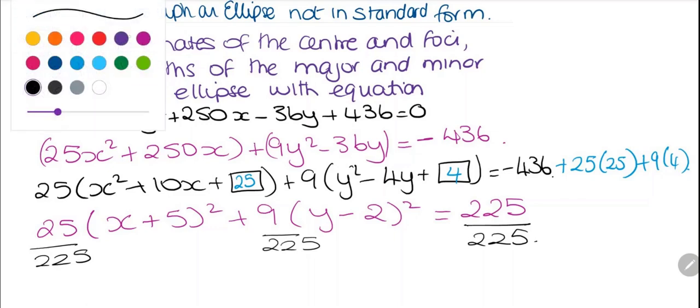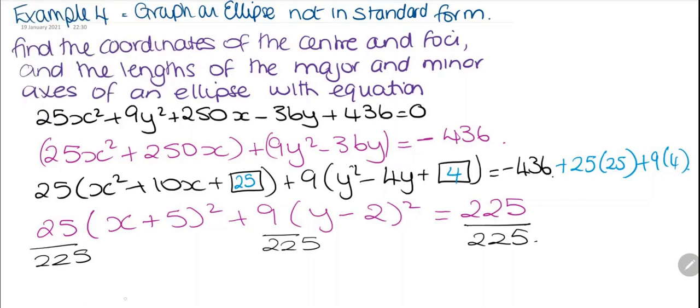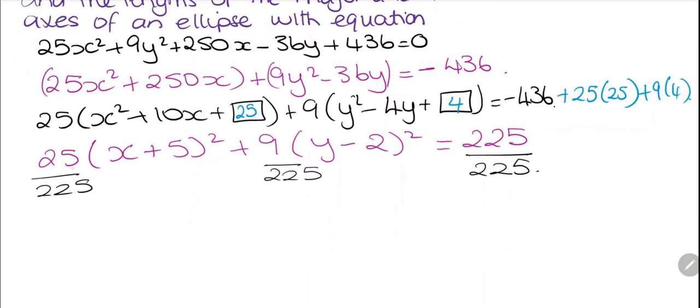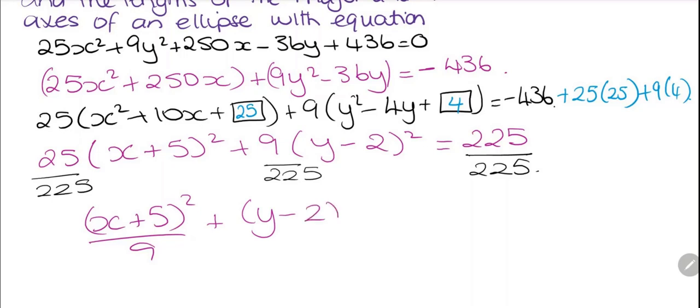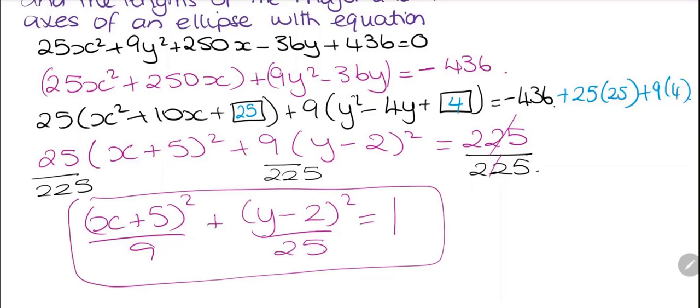So if I do that, 25 divided by 225 is going to be a ninth. So I can rewrite this as x plus 5 squared divided by 9. 9 divided by 225, that's 1 over 25, so I'm going to write that as y minus 2 squared over 25, and then this will cancel to become 1, and there is our equation.